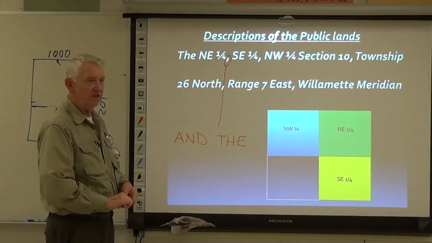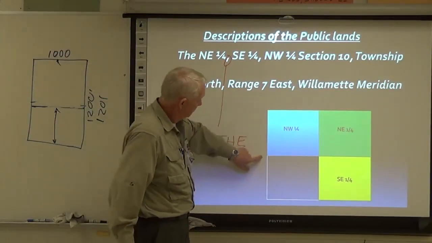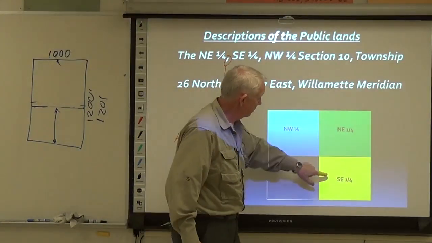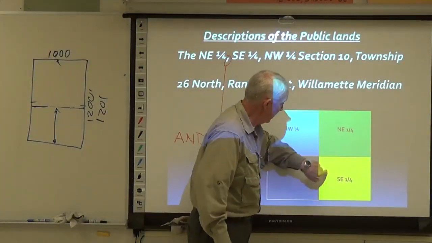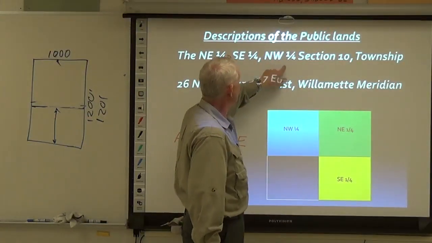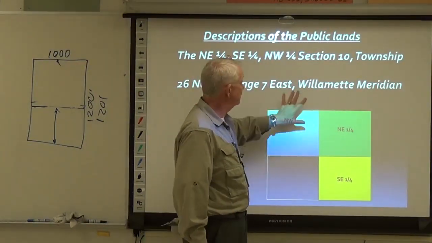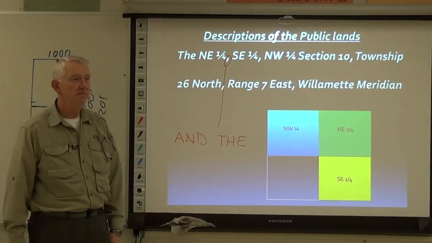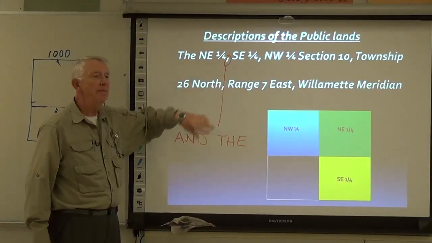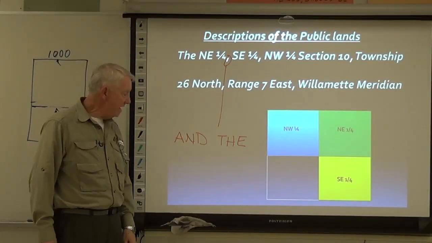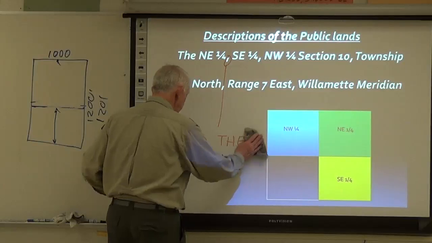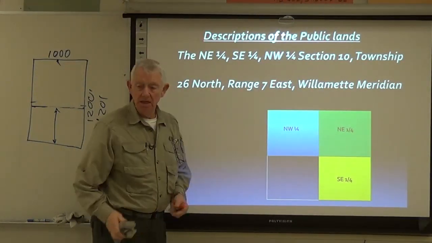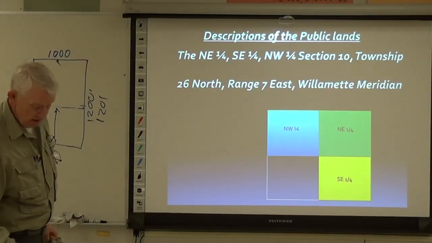So, what this is saying, the northeast quarter and the southeast quarter over here, and the southeast quarter, and the northwest quarter. So what it's describing is three of the quarters of the section. And it's just that comma that's making the difference. And I can't tell you how many surveyors put that comma in there when they mean to do that.